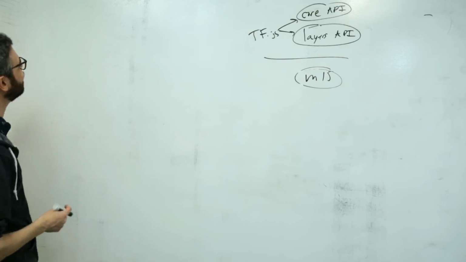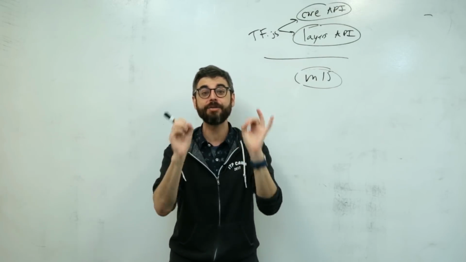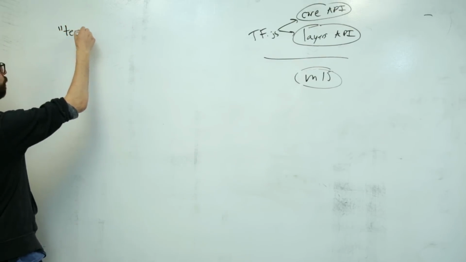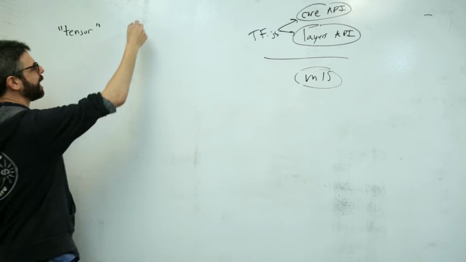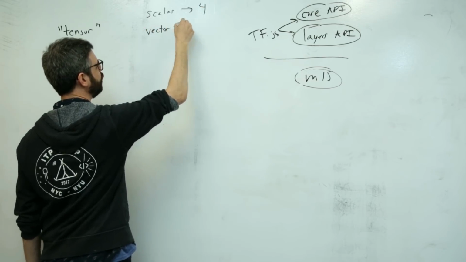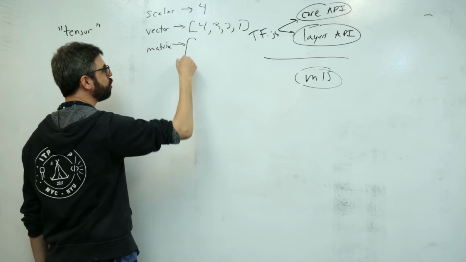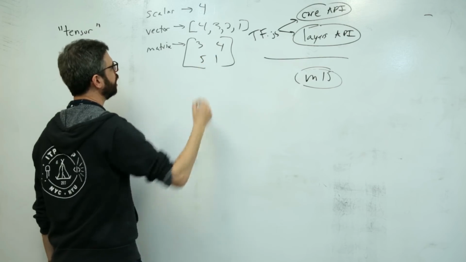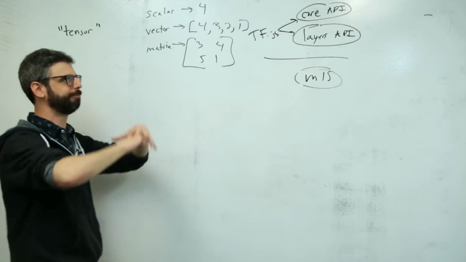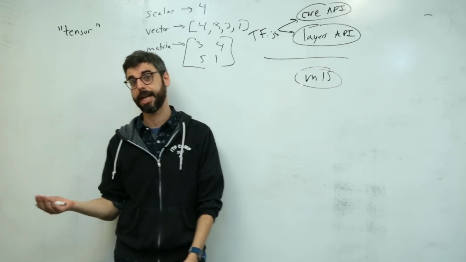Okay, so core API. What is the core building block of everything in TensorFlow? It is something called a tensor. And I talked about this in the previous video, but just to recap, we have this idea of a scalar, which is a single number. We have this idea of a vector, which is a one-dimensional list of numbers. And we have this idea of a matrix, which is really a two-dimensional grid of numbers. A tensor is a sort of more generic term that refers to any n-dimensional thing of numbers, and also the operations associated with those things like matrix multiplication.